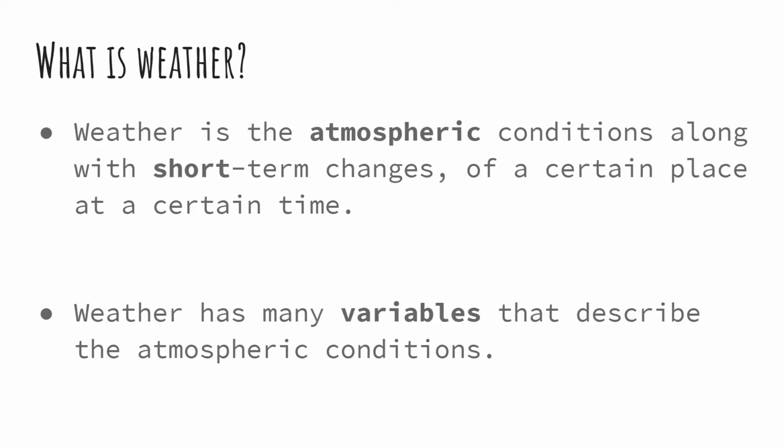So, weather. First, we have to start with what is weather. Yesterday, you should have learned that weather is the atmospheric conditions along with short-term changes of a certain place at a certain time. What does that mean? It essentially means it's describing the atmospheric conditions, what's going on in the atmosphere. Is it raining? Is it hot? Is it cold? Is it snowing? Is it sunny? Is it cloudy? Etc. And it identifies short-term changes.